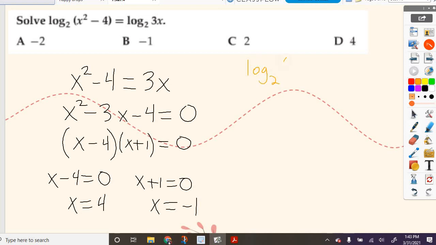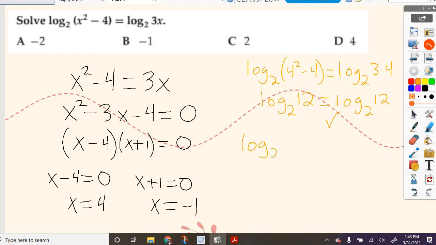So we still have log base 2. I'm going to go ahead and plug 4 in. So we would have log base 2 of 4 squared minus 4 equals log base 2 of 3 times 4. Well, 4 squared is 16. 16 minus 4 is going to be 12. And 3 times 4 is also 12. So notice that that one checks out. Well, we're going to go ahead and check our other one because, hey, maybe there's a mistake in the question. Maybe both of them should work.